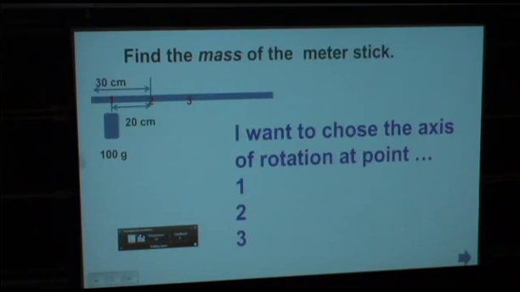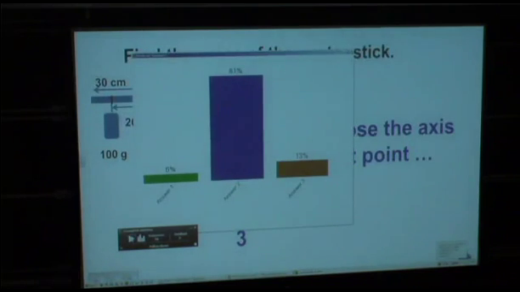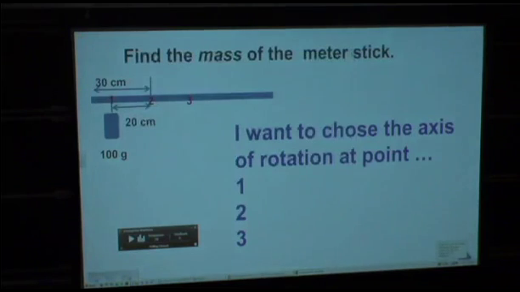All right. 5, 4, 3, 2, 1, stop. See? I would do exactly the same thing. Absolutely. I agree with most of you. Because now, if we choose the axis here, we don't really need to know this force anymore to answer the question about the mass of this meter stick.